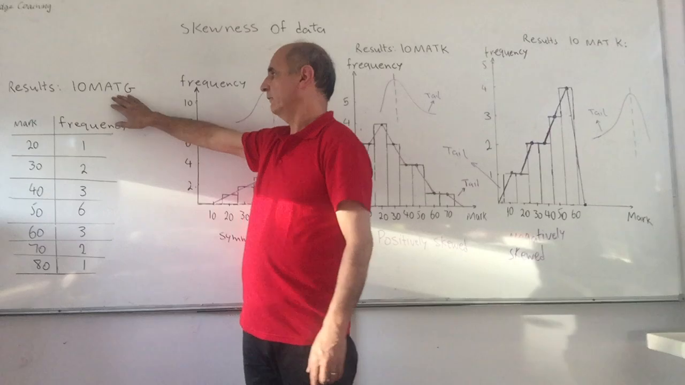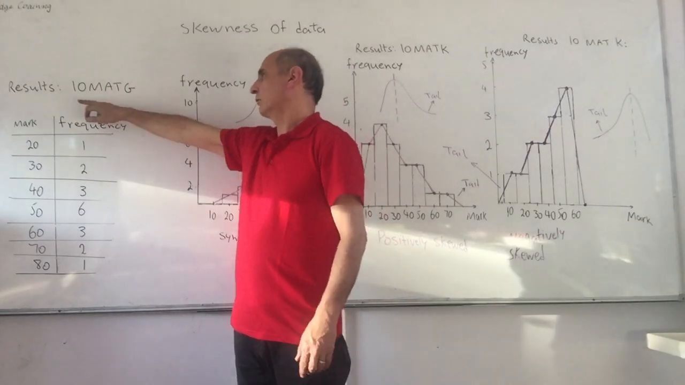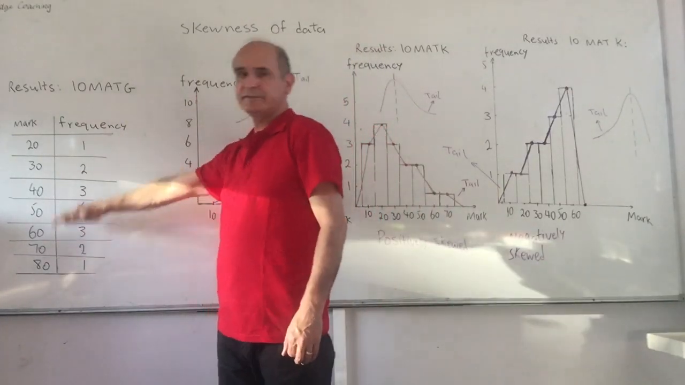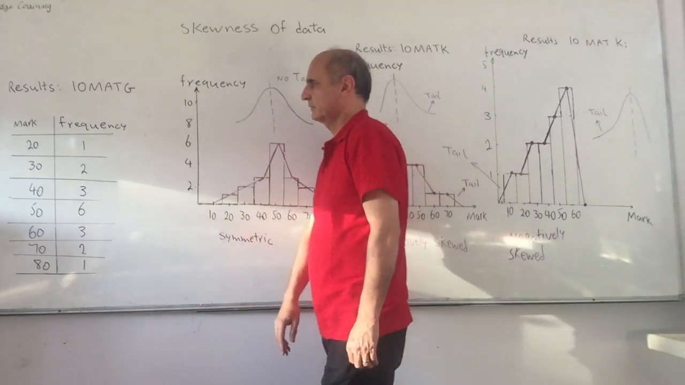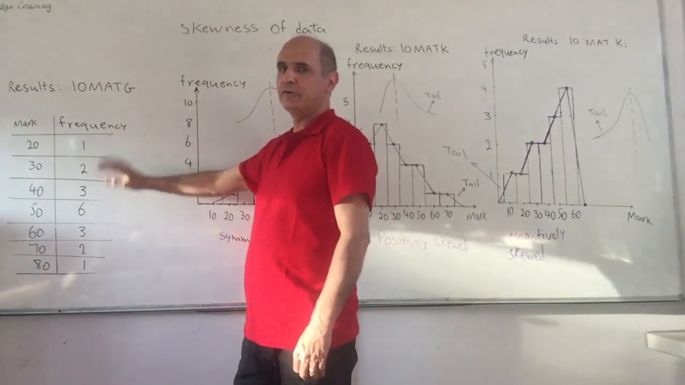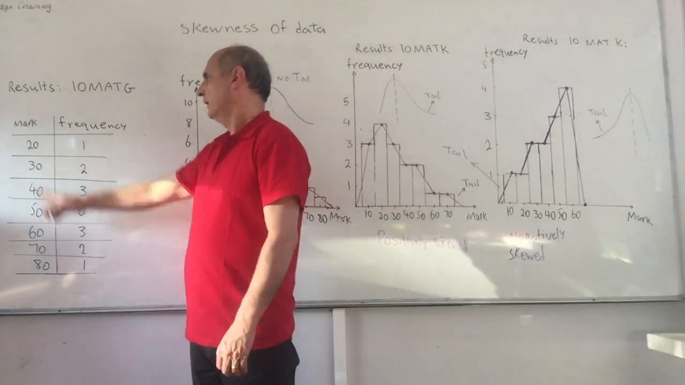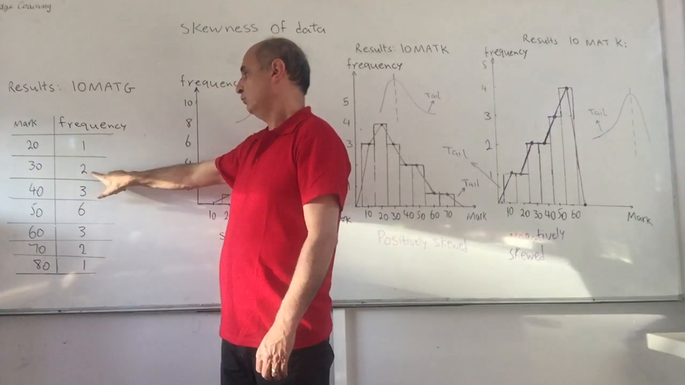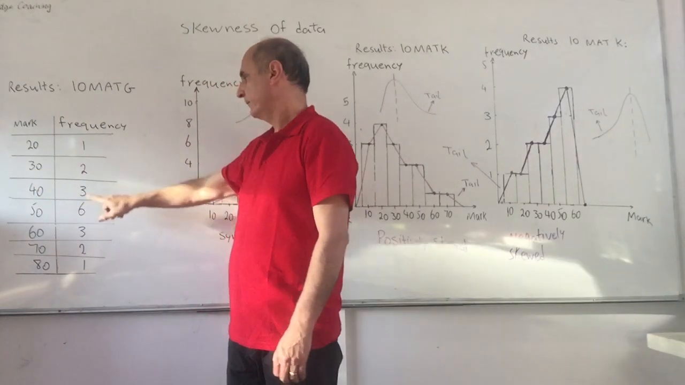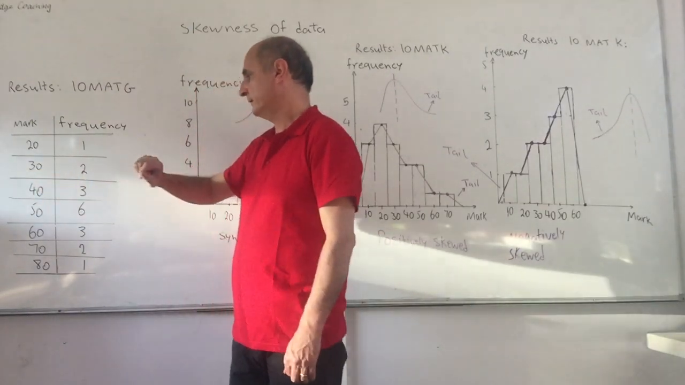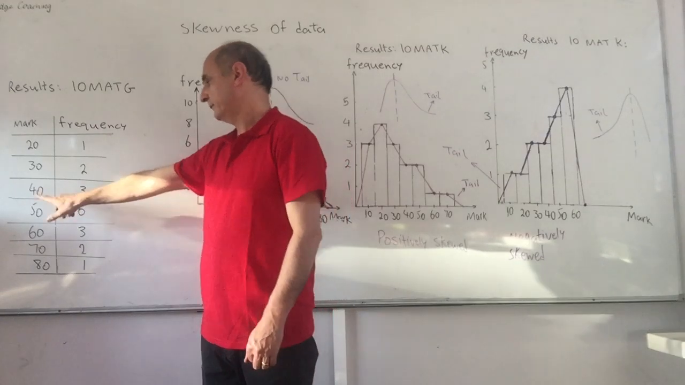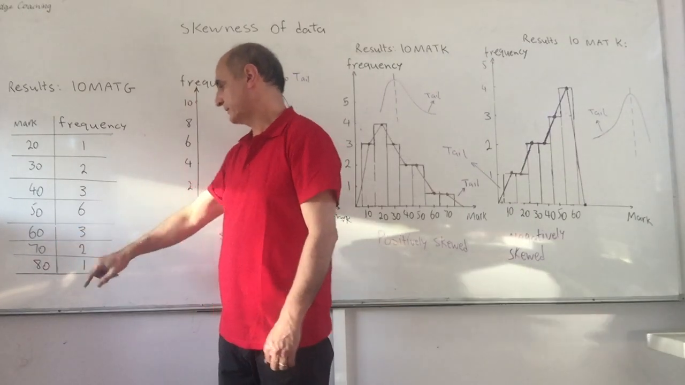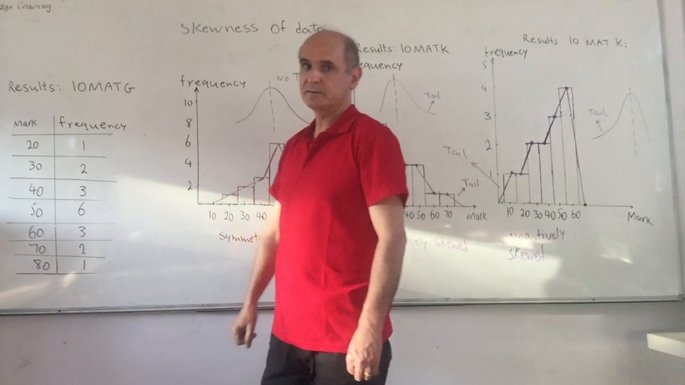This is the results of our exam for the class 10 Math G. And this is a frequency table showing the results. So assume this is out of 100%, or out of 100. So one person has got 20%, two people have got 30%, 3 people have got 40%, 6 people 50%, 3 people 60%, 2 people 70%, and 1 person 80% in the test.